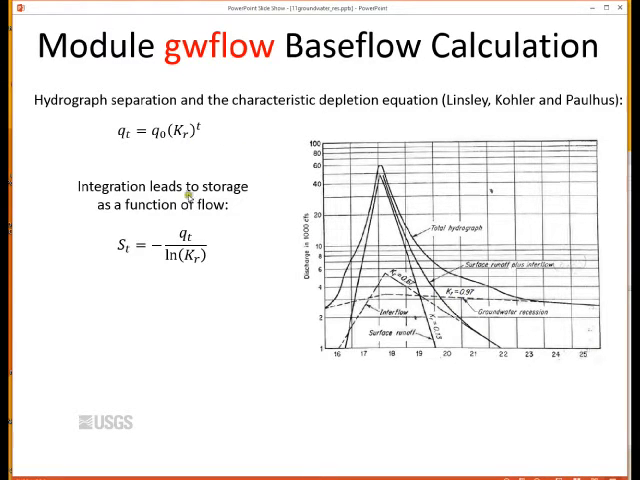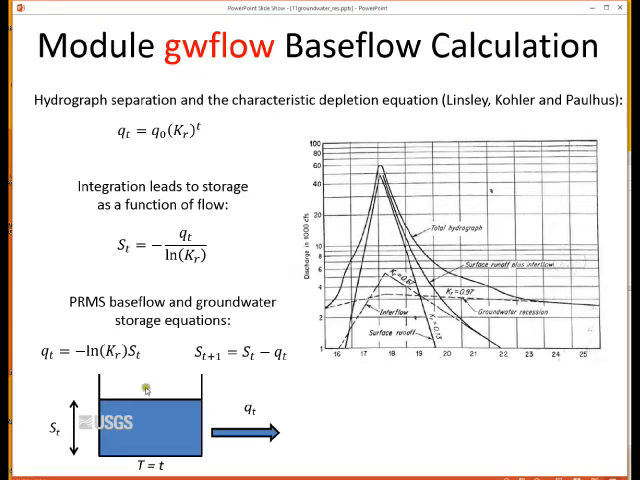To get it into the form we use in PRMS, if you integrate it to get it into an expression in terms of storage, it comes out looking like this. For every HRU, we have a groundwater tank, and every time step, that tank has some amount of storage, and the flow out of that tank, which is essentially the amount that that HRU is contributing to base flow to the streams that it's connected to, is described by this right here.